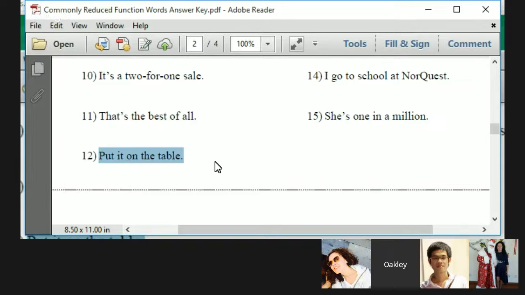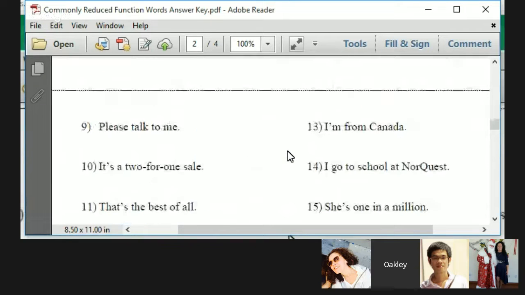Put it on the table. Yeah, put it on. Okay, again, that reduction is so subtle, it's practically non-existent, really.